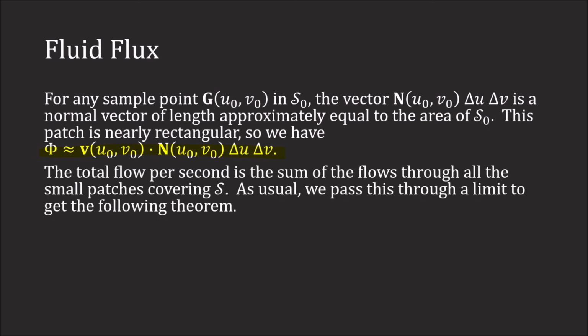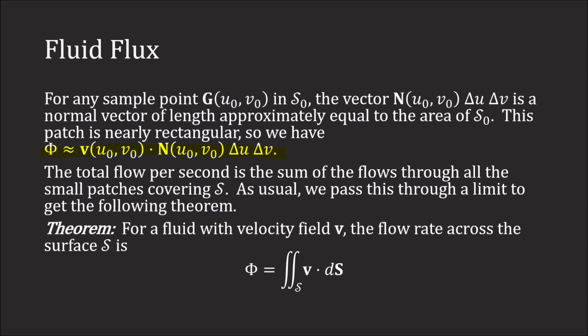The total flow per second is the sum of the flows through all the small patches. As usual, we would pass this through a limit to get the following. For a fluid with velocity field V, the flow rate across the surface is given by this surface integral. So the flow rate is simply the surface integral of V dot dS, or the flux of the velocity vector across S.